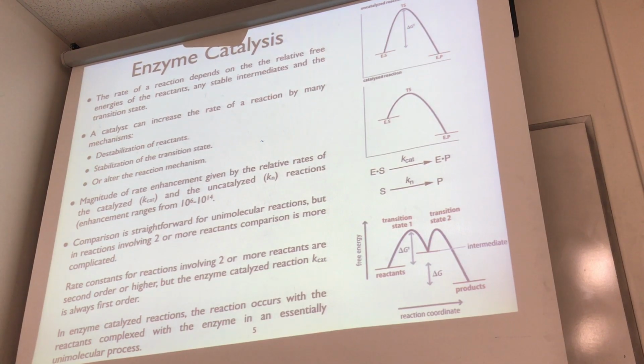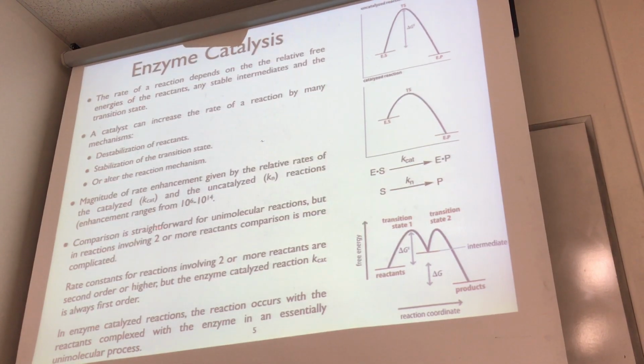A catalyst can increase the rate of reaction by many mechanisms: destabilization of reactants, stabilization of transition state, or altering the reaction mechanism entirely. And the magnitude of rate enhancement is given by the relative rates of the catalyzed kcat and the uncatalyzed kn reactions, with enhancement ranging from 10 to the 6th to 10 to the 14th, reflected in this ratio. Right? It's basically kcat over kn. How much increase is this?